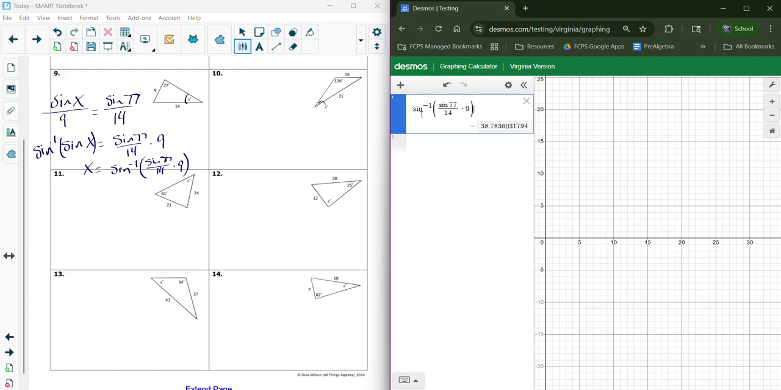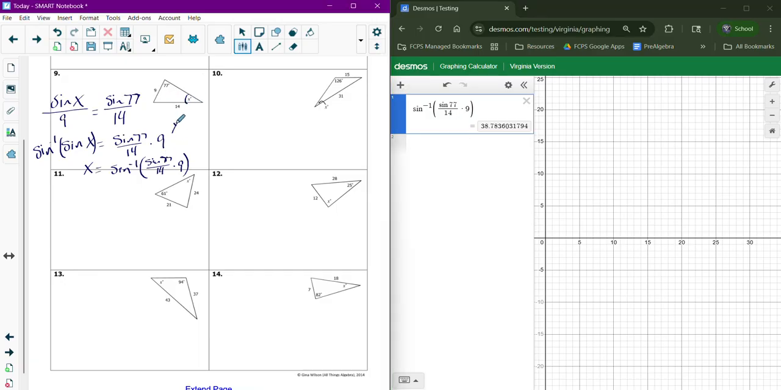We want to make sure all of that's in parentheses. It's doing sine inverse of the entire side there. Everything on that side. So make sure all of that's in parentheses. So that tells us that that angle has to be 38.78 degrees.